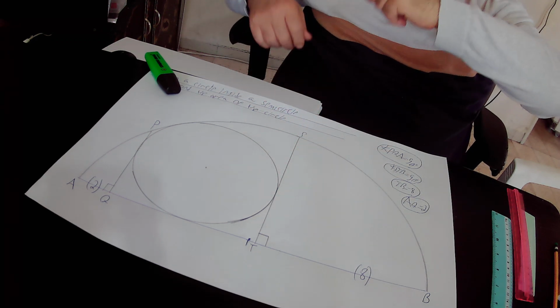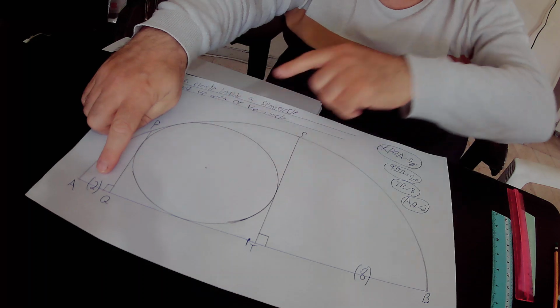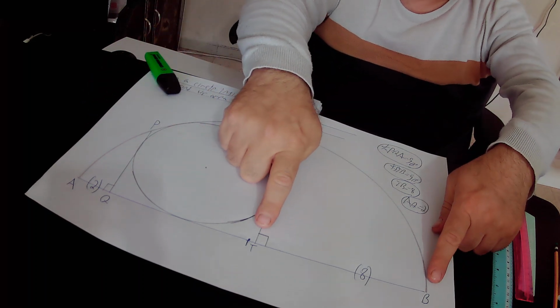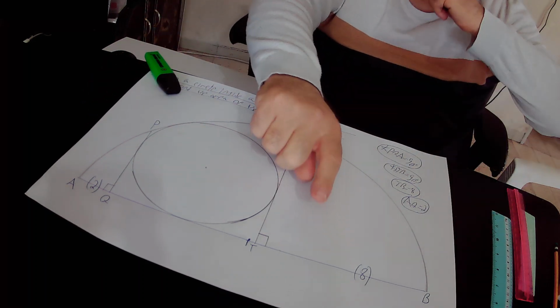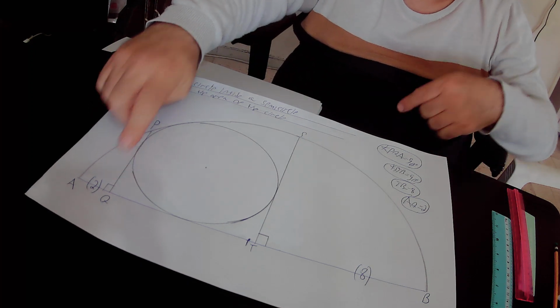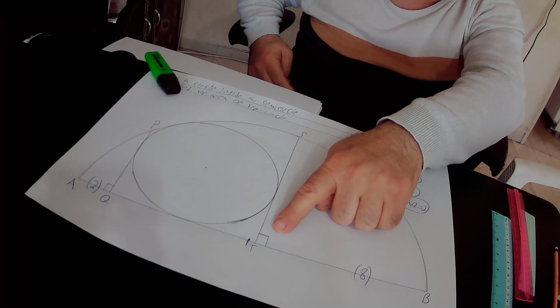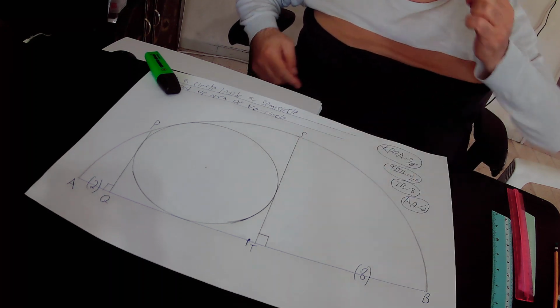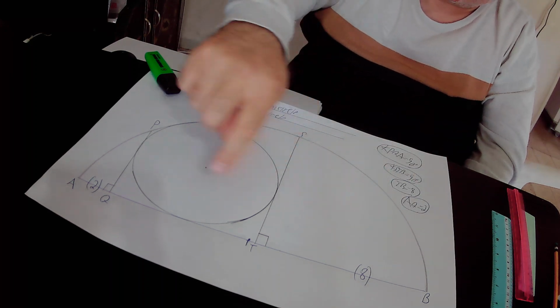In addition, we know that line segment AQ equals 2 units in length. Line segment TB equals 8 units in length. This is angle PQB, that is a right angle. This is angle STB, that is also a right angle. Again, our mission is to find the area of this small circle.